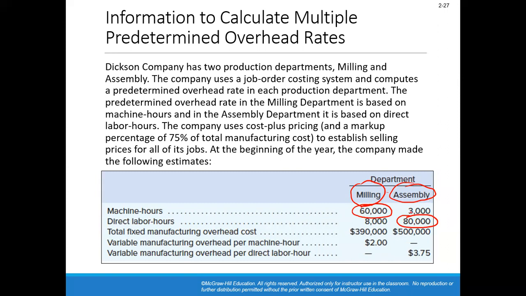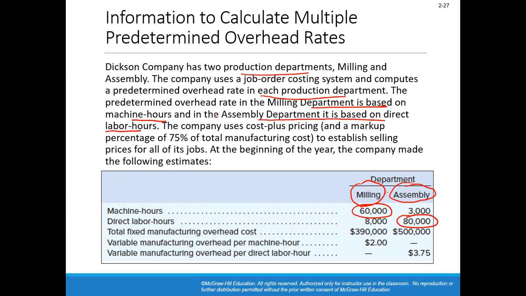The idea is that you like to identify the appropriate allocation based on the understanding of the nature of the task done by a department. So let me read the case for you. Dixon Company has two production departments, milling and assembly. The company uses a job order costing system and computes a predetermined overhead rate in each production department. The rate in the milling department is based on machine hours, which they have already determined, and in the assembly department, it is based on direct labor hours.